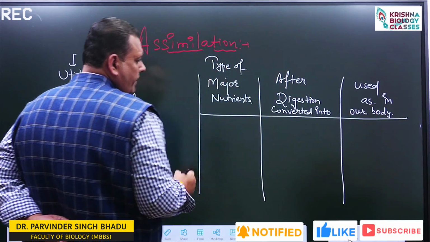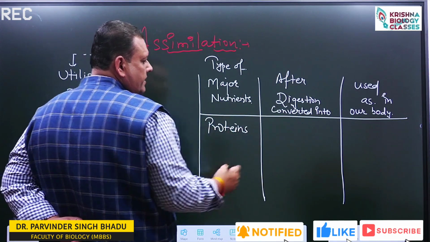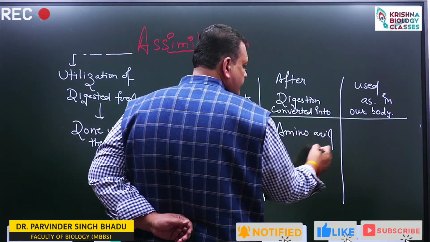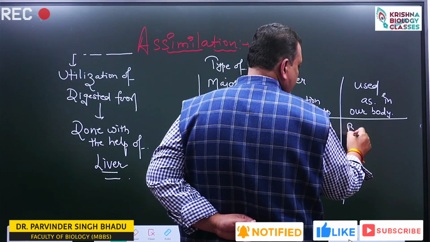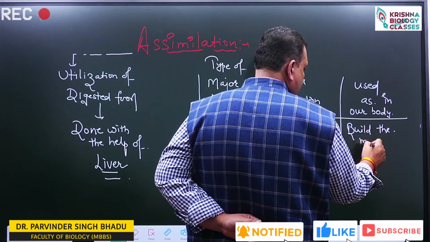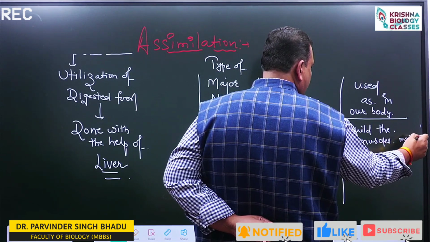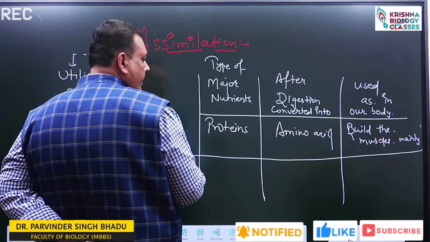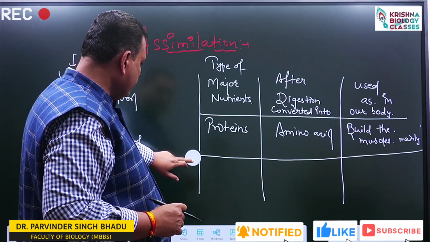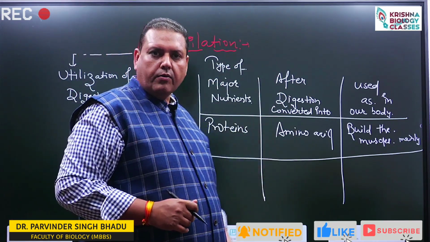the major nutrients are proteins. After digestion, they used to get converted into amino acid and used to build the muscles mainly. They are considered as the building block of our body. There are different uses of different proteins, but the major part we need to remember is that they act as a building block in our body.